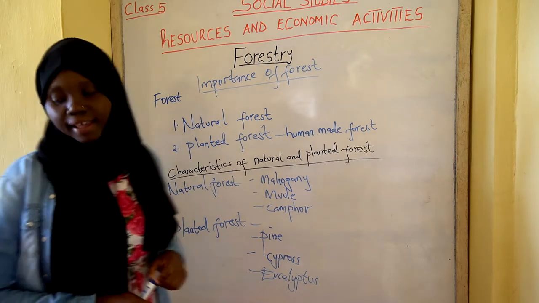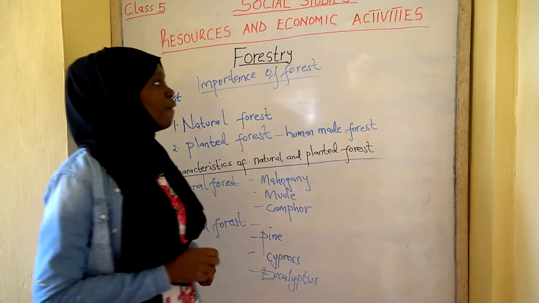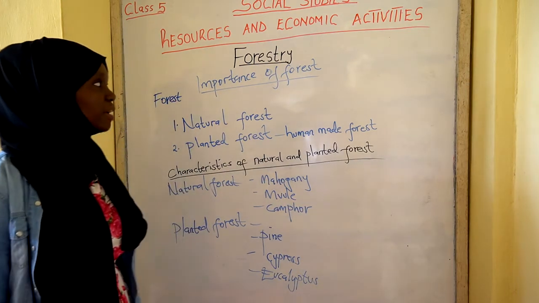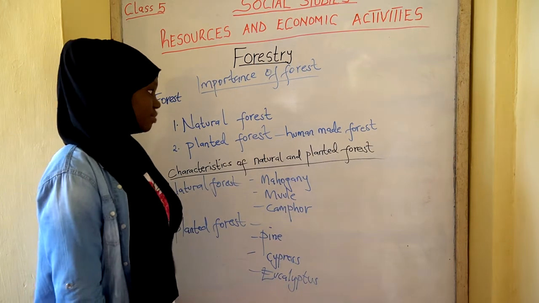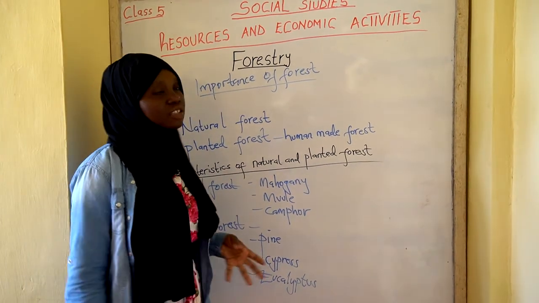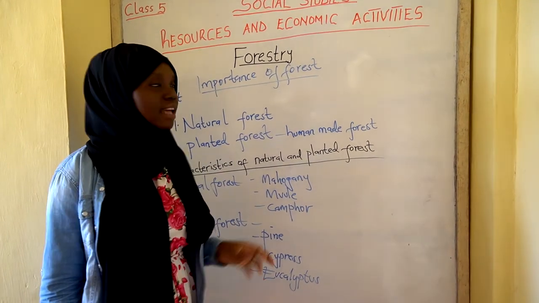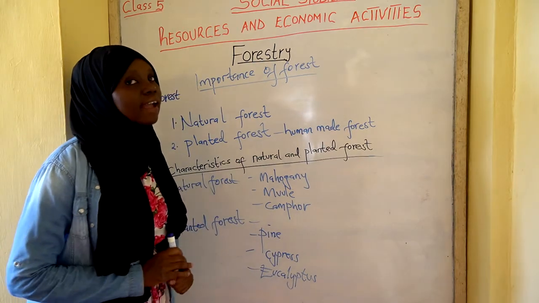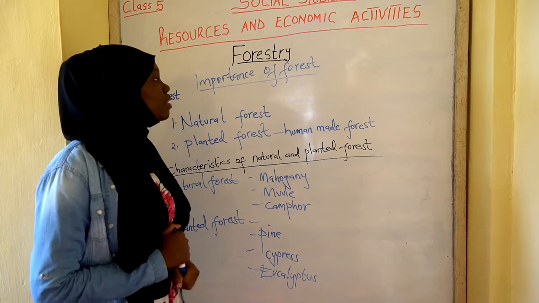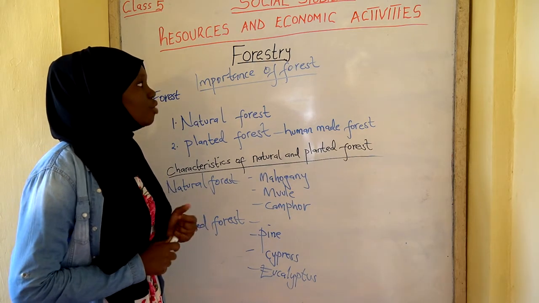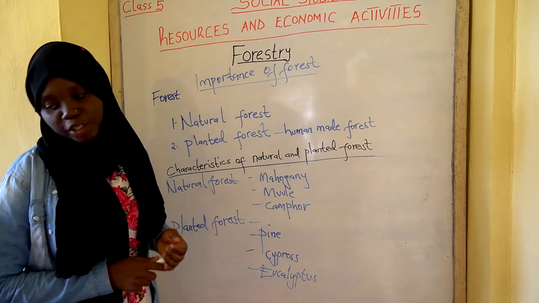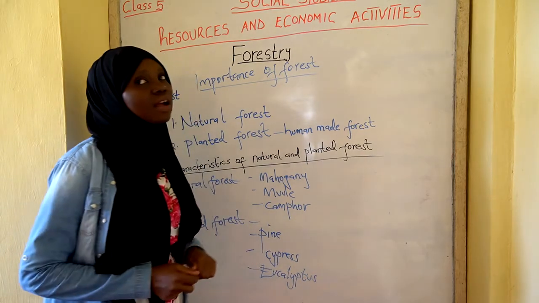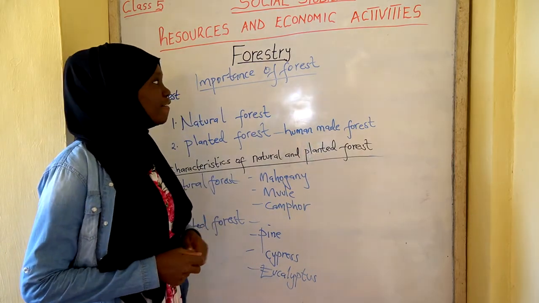Number one, they protect soil from erosion. How do they protect the soil? The roots of the trees hold the soil particles together, while the branches and leaves break the force of the raindrops as they hit the ground. Hence, they reduce both wind and water erosion. Point two, they are a source of firewood. Human beings get firewood from the forest.